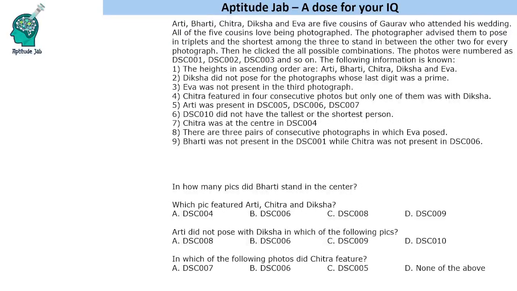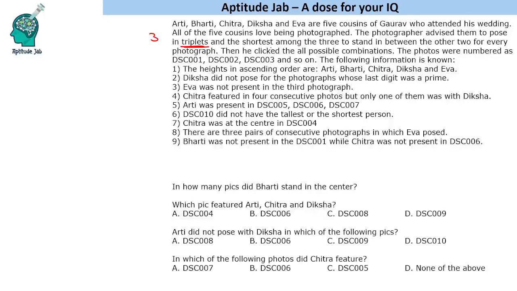This is a set based on arrangement of people. It says that there are five girls, A, B, C, D, E, you can call them. They attended a person's wedding and they were photographed. It is given that the photographer advised them to pose in triplets, so in each photograph there were three people, and the shortest among the three would stand in the center.